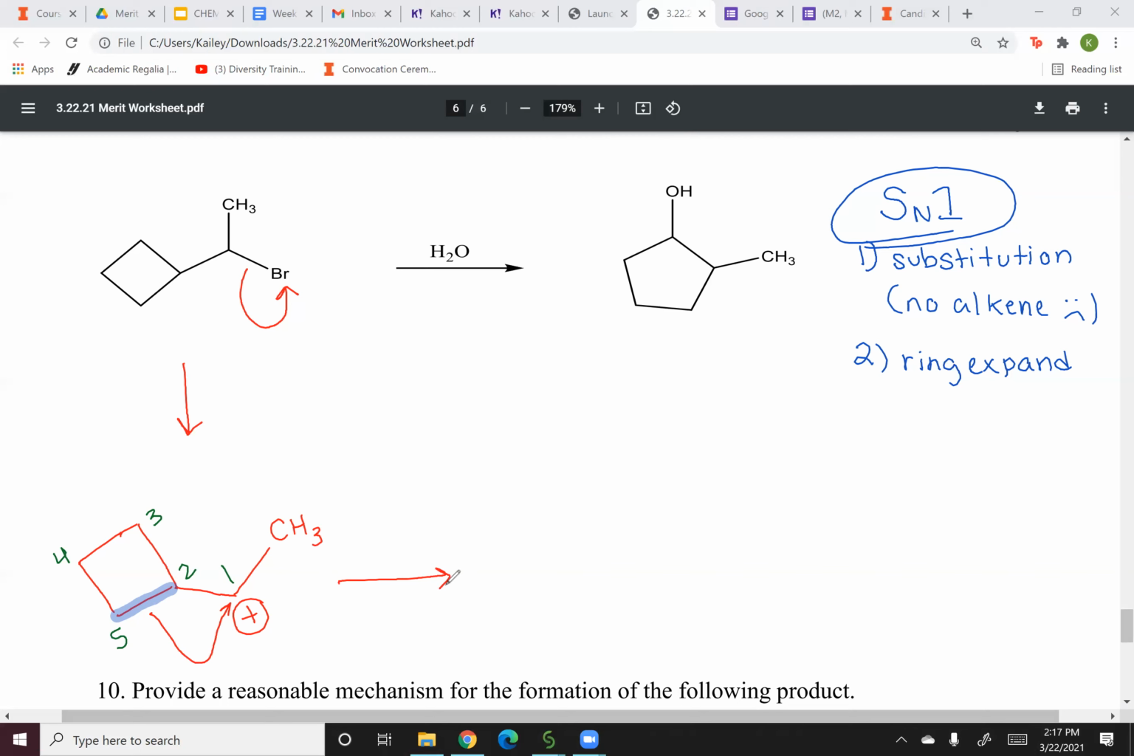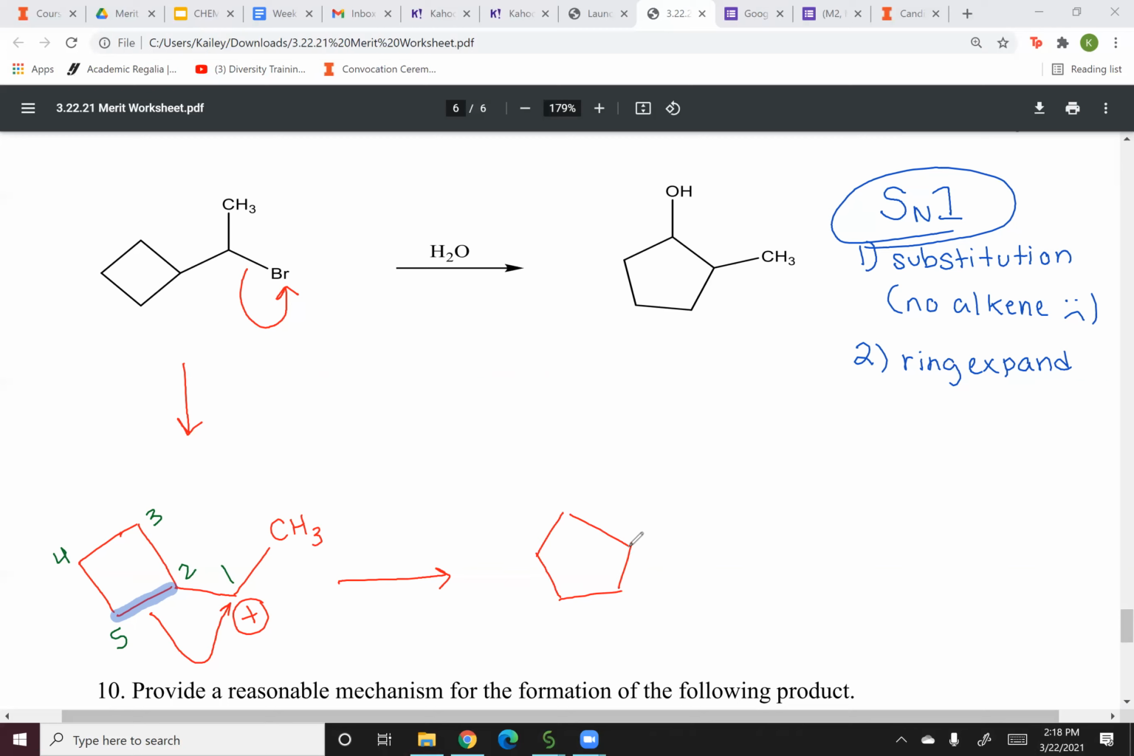And this is where it gets a little bit tricky when you're actually drawing that new ring. So I'm going to start out by drawing a cyclopentane ring, because I know that with a ring expansion mechanism, I add one additional carbon to my ring. So if I start out with a 4-carbon ring and I'm doing ring expansion, I need to end with a 5-carbon ring. So I know I'm going to have a cyclopentane ring.